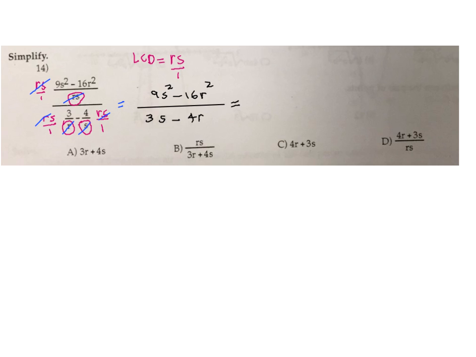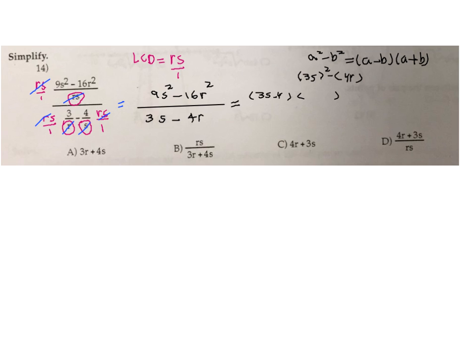So we just factor. How can we factor 9s squared minus 16r squared? How do you factor this? That's the difference of squares, isn't it? Remember the difference of squares? You have a squared minus b squared. What is that equal to? Very good. A minus b times a plus b. So in this case, your a is what? 3s. Very good. Your a is 3s. What's your b? 4r.